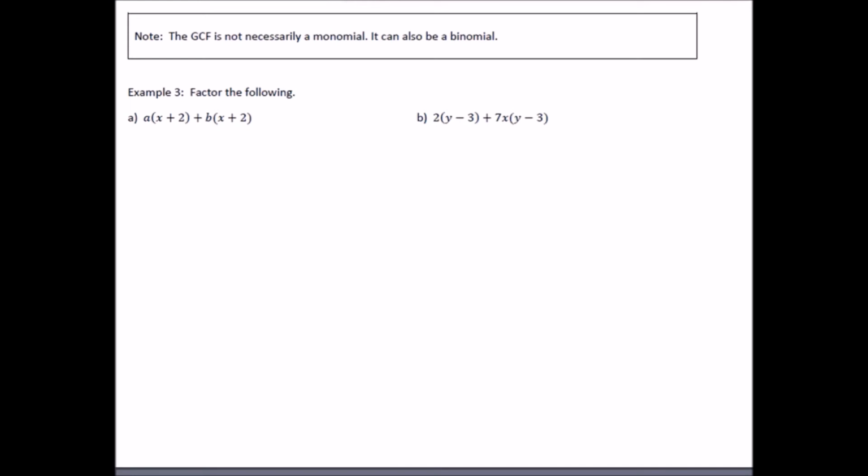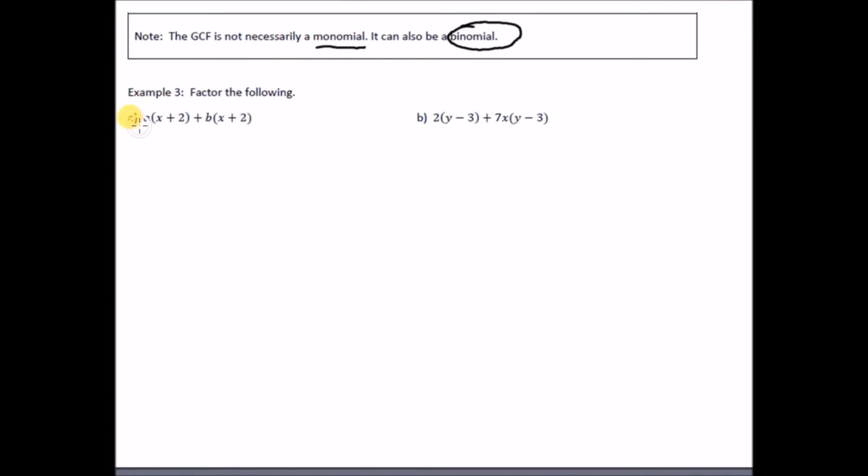Okay, so please note the greatest common factor is not necessarily a monomial. So all the ones that we've seen so far are monomials. Now it can also be like a binomial, and it can also be a trinomial. Okay, so let's take a look at these.